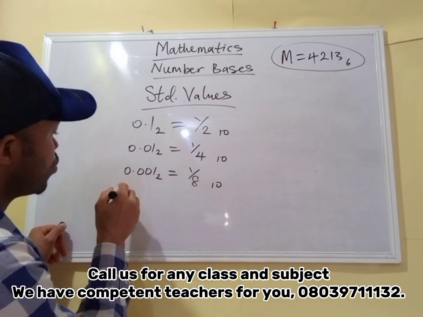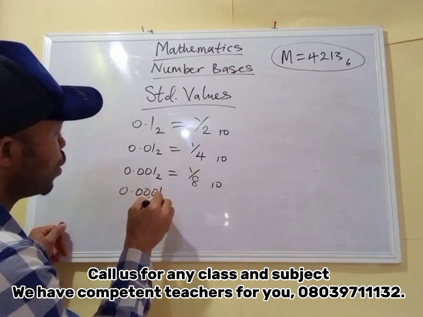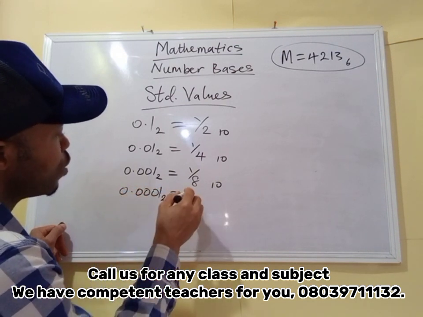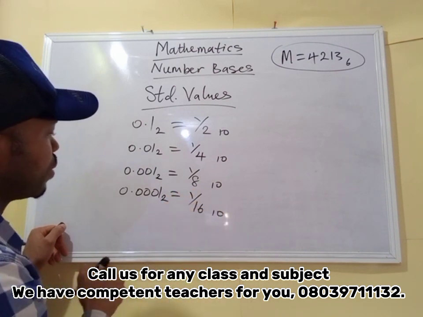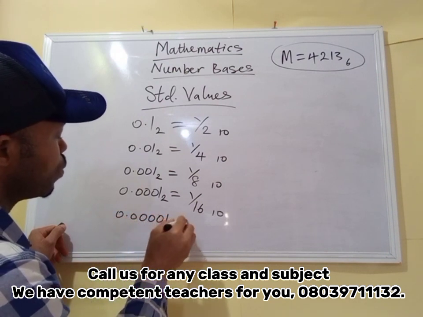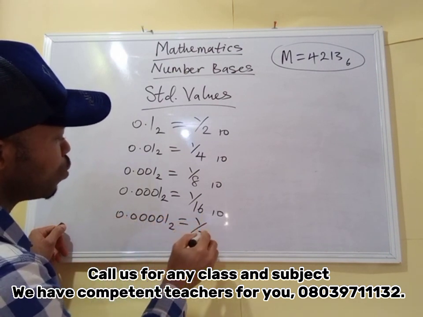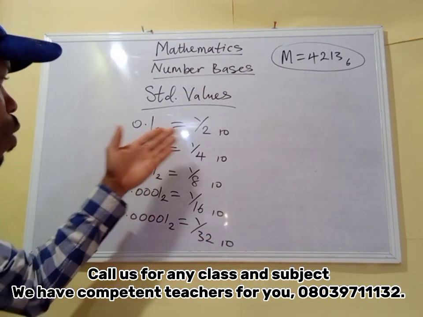So the next thing, of course, you can predict now. If we have 0.0001 base 2, the answer will be what? 1 over 16 base 10. We have 0.00001 base 2. The answer will be 1 over 32 base 10. So we can actually prove any one of them.